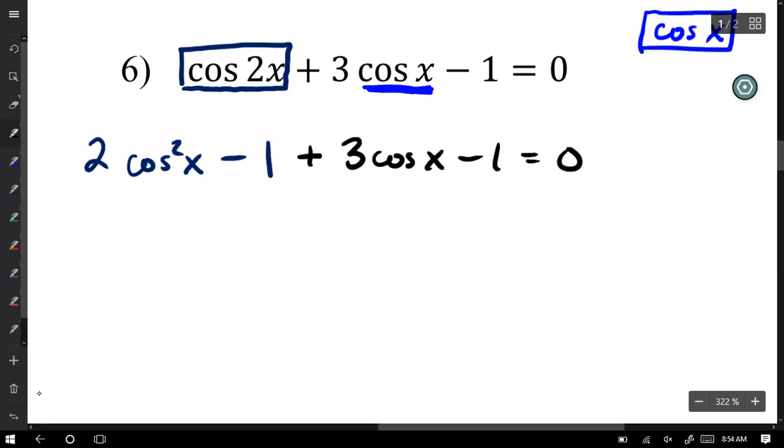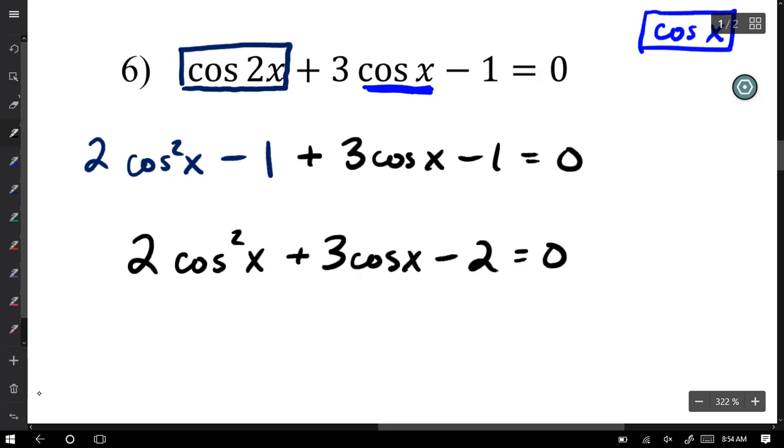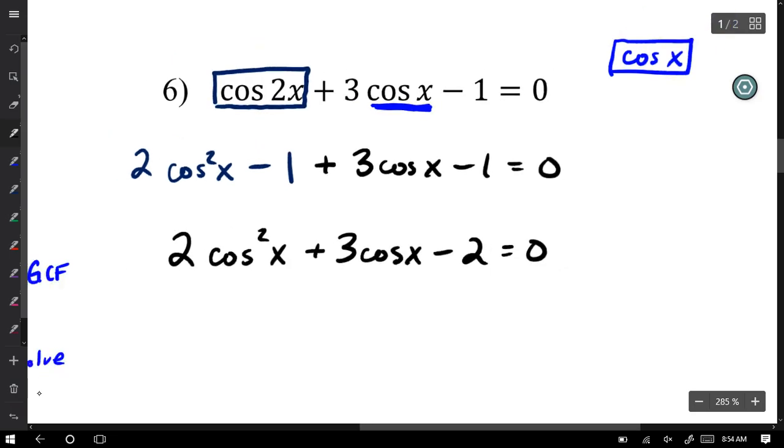It equals 0. I have a squared. I'm going to be factoring. So what I want to do first is combine like terms. So I have 2 cosine squared of x plus 3 cosine of x minus 2 equals 0. This is our AC method of factoring.